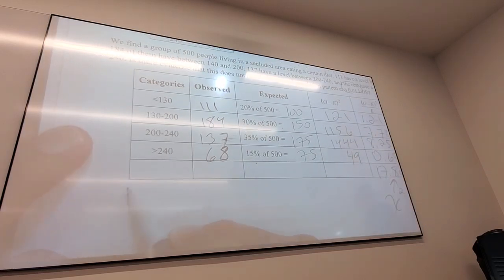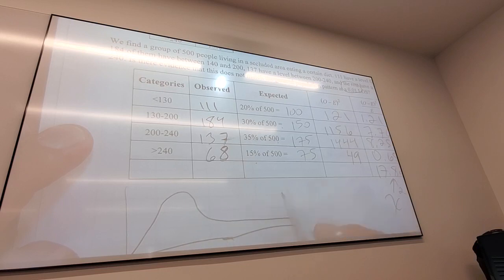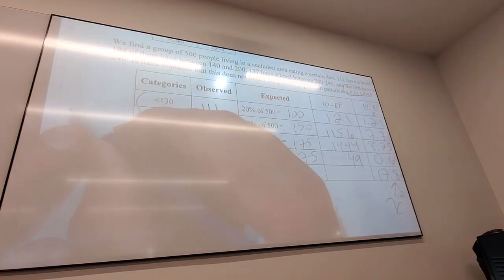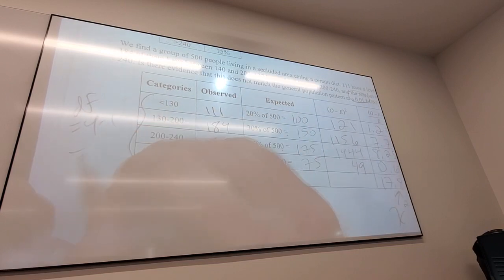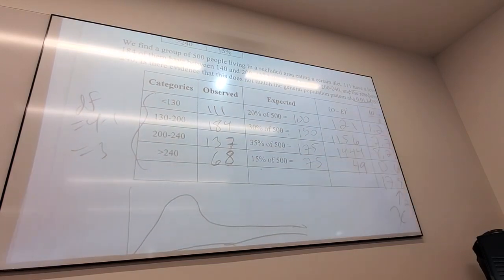So what's the chi-square going to be? What's my degrees of freedom? 3. Yeah, that's a weird distribution. I got 4 categories, so degrees of freedom is 4 minus 1, which is 3. My alpha is 0.01. Don't say anything, just look it up. See if you can find the chi-square score.